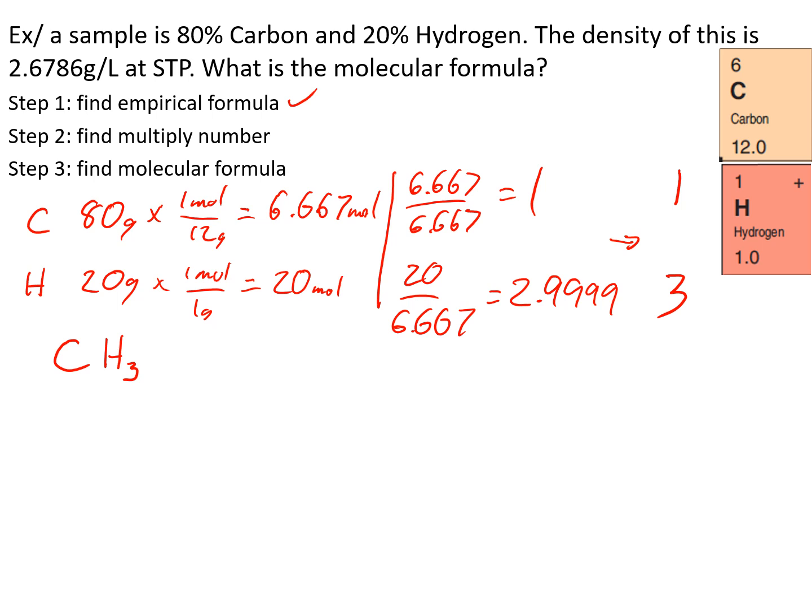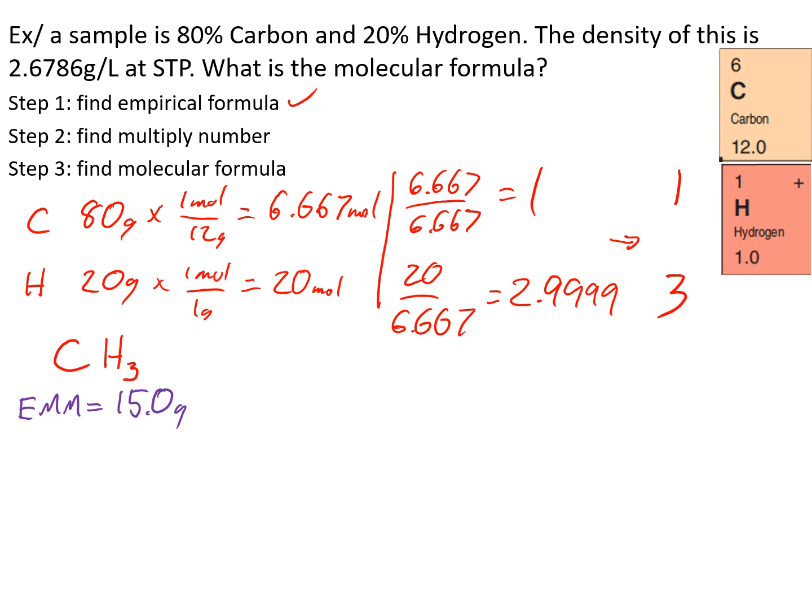Now, what we need to do is find that multiply number. And we can find the empirical molar mass. That's pretty easy. So I'm going to write empirical molar mass, and that's going to equal, well, carbon is 12, and then hydrogen is 1. So 3 hydrogens, so that's 3 plus 12 is 15. 15.0 grams.